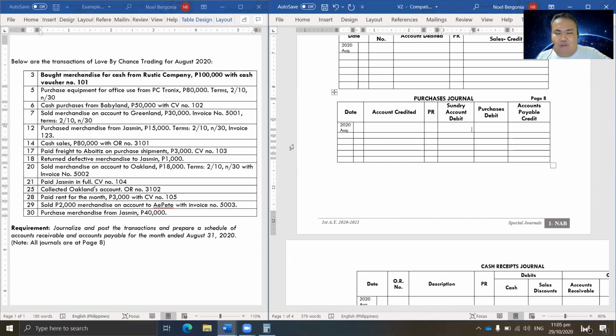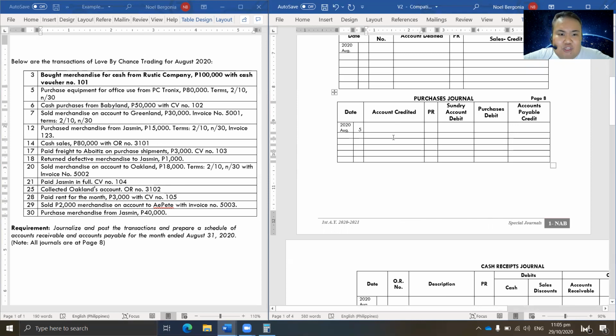But as I have also discussed to you previously, we can also use the purchases journal for any purchases on account, whether merchandise or not. So how are we going to do that? Just copy the date. It should be August 5.